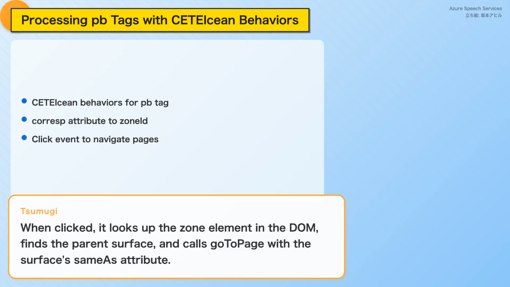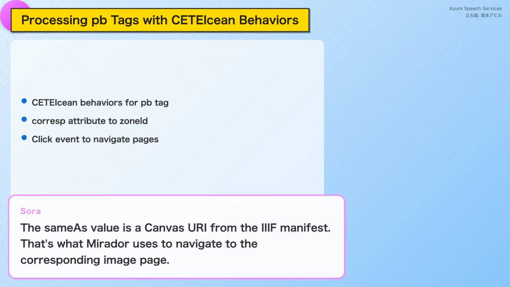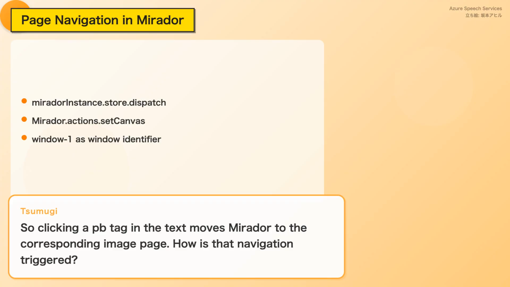When clicked, it looks up the zone element in the DOM, finds the parent surface, and calls goToPage with the surface's sameAs attribute. The sameAs value is a canvas URI from the IIIF manifest. That's what Mirador uses to navigate to the corresponding image page. So clicking a PB tag in the text moves Mirador to the corresponding image page.